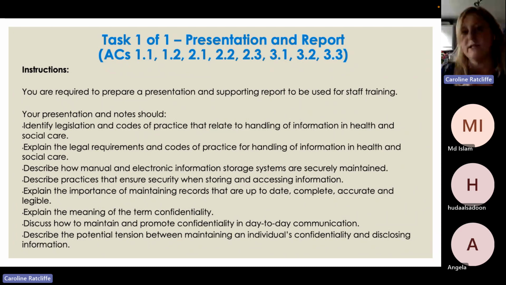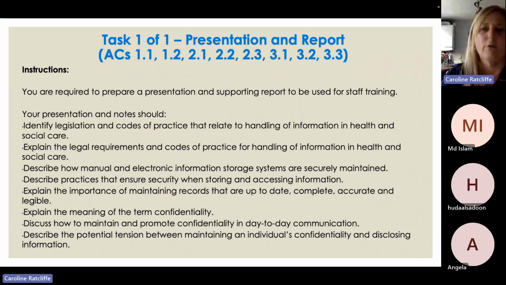So equally, when you're writing this presentation that you're then expected to give to staff members within your team to help make them aware of this, I think you really need to emphasize that if you don't follow these steps, this could potentially be a legal matter. This could be a court case. This could be that you're going to lose your professional registration. So you need to be really, really clear in what you're saying.